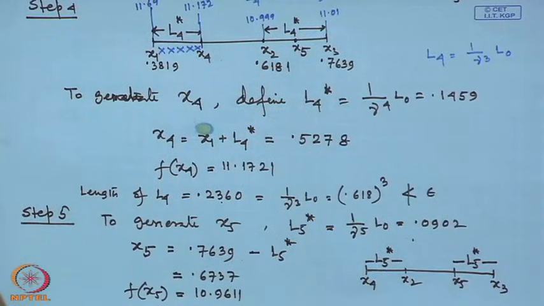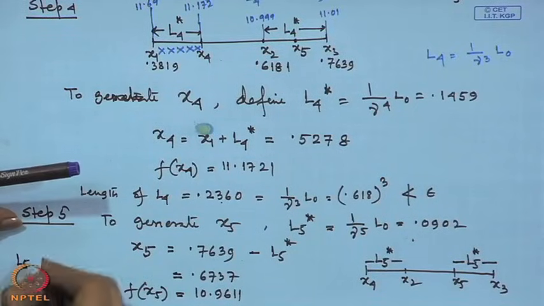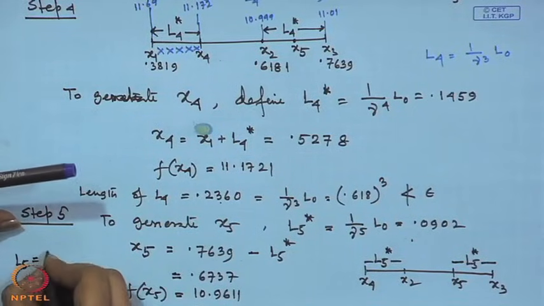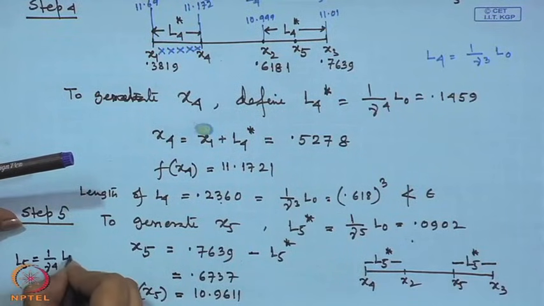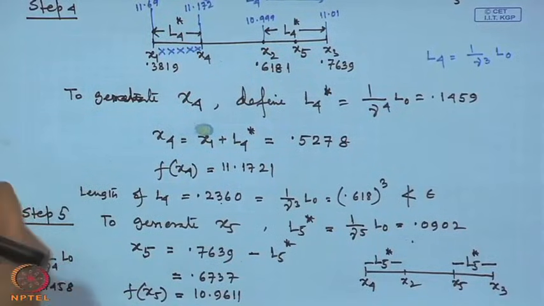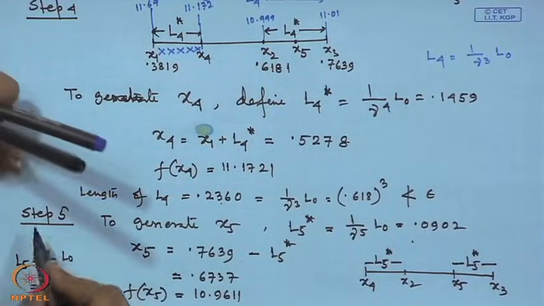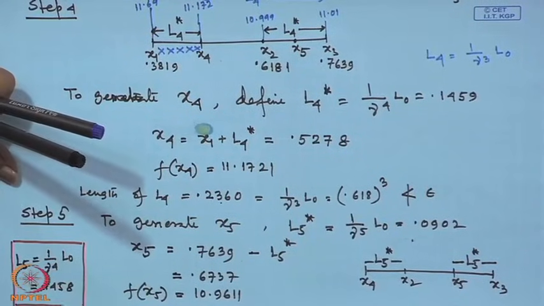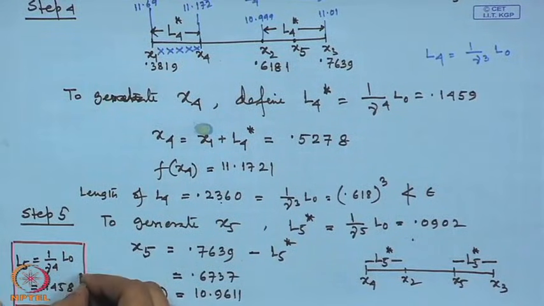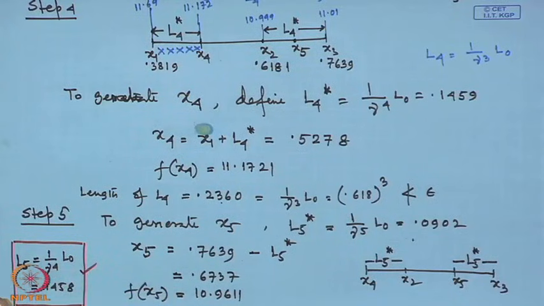And if I just draw the function once more here, and another thing, if I just see the length of this interval L5, we will see that it is equal to 1 by gamma to the power 4 L0, and the value is 0.1458. That is why this is lesser than epsilon. We considered epsilon as 0.15, that is why we can conclude this is lesser than epsilon, that is, we are stopping our iteration process.